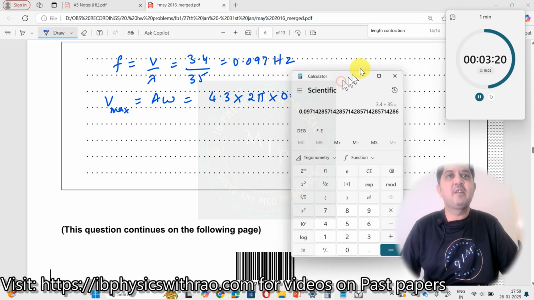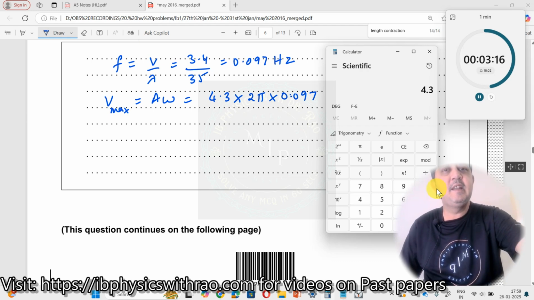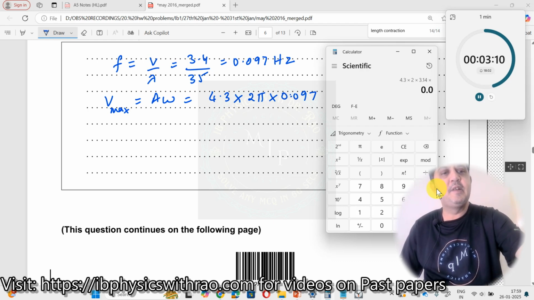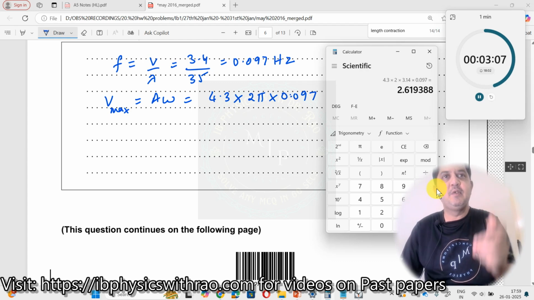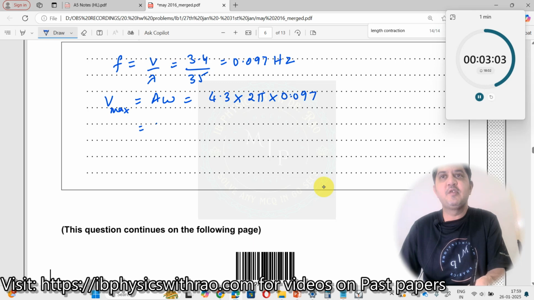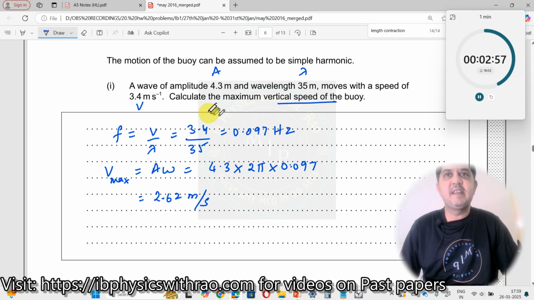Let us go back, take it here. Now we have 4.3 multiplied by 2 multiplied by 3.14 multiplied by 0.097, which will give you 2.619. I'll make this 2.62. So this should be 2.62 meter per second. So what is the question here? The question is calculate the maximum vertical speed. We have found this here.